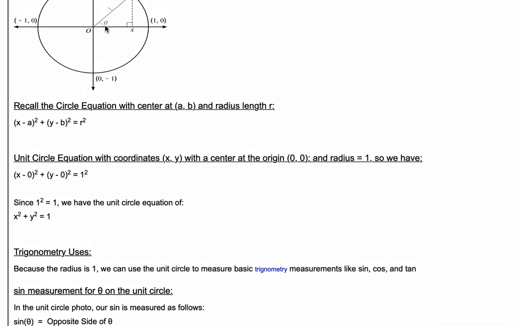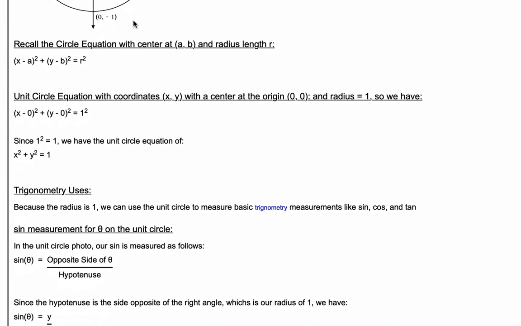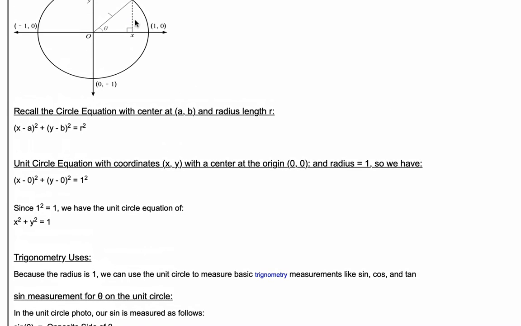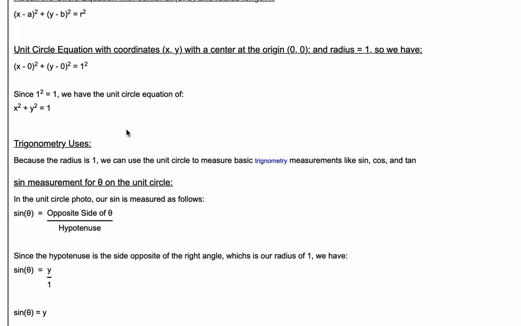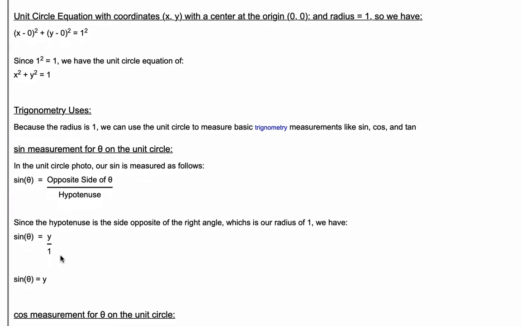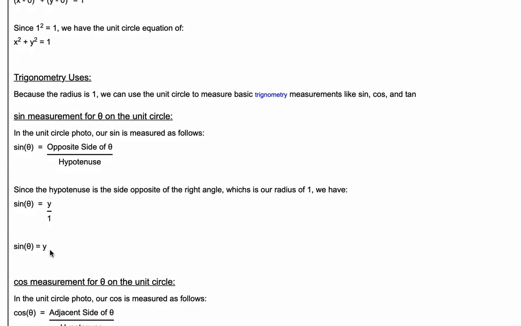Here's angle theta. If we take the opposite side, it's your y value. The hypotenuse of a right triangle is just the side opposite the right angle. So if we take the opposite, which is y, divided by the hypotenuse, we get y over 1. And that simplifies to just y.